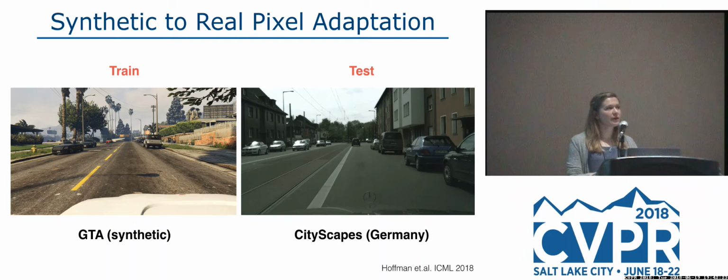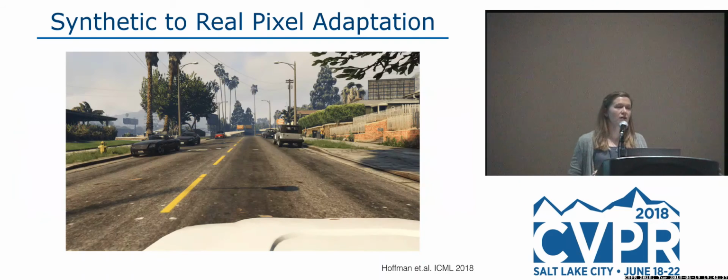So here we're going to look at adapting from the GTA driving data set, which has fairly realistic renderings. And then we're going to evaluate our performance on the real-world Cityscapes German driving data set. So we start with this image from the GTA data set, and we then map it to look more like a Cityscapes image.